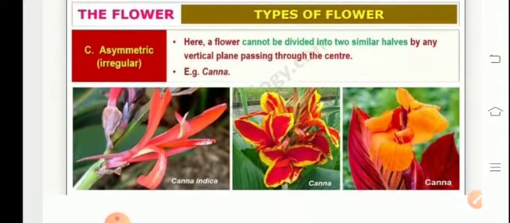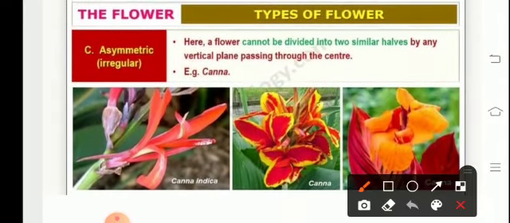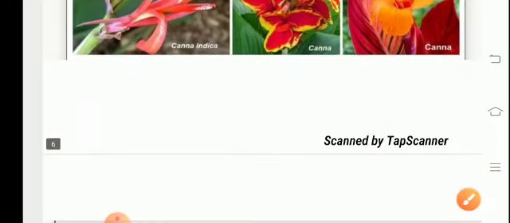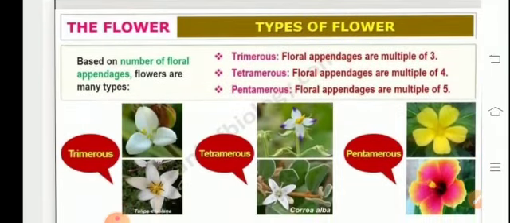There are certain flowers which cannot be divided into two similar halves by any vertical plane, for example, Canna indica. So this is the pictorial view of Canna indica, which is asymmetrical in nature.